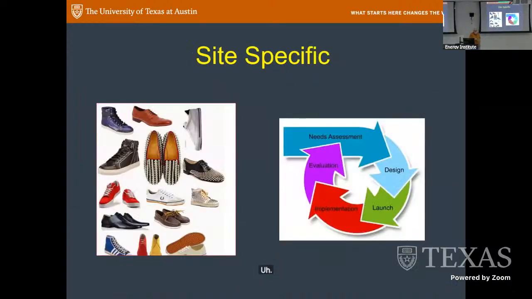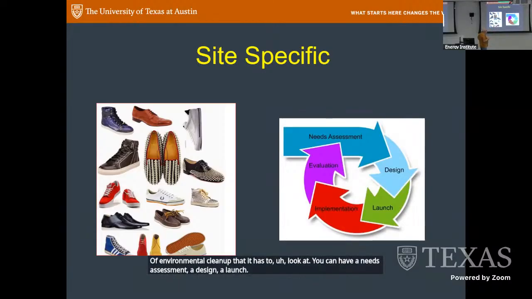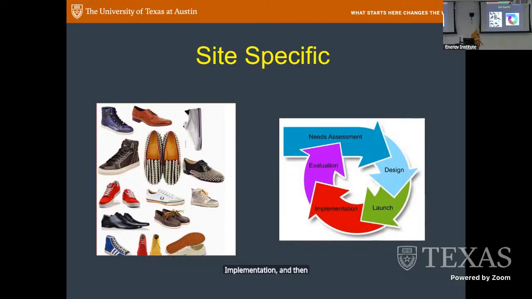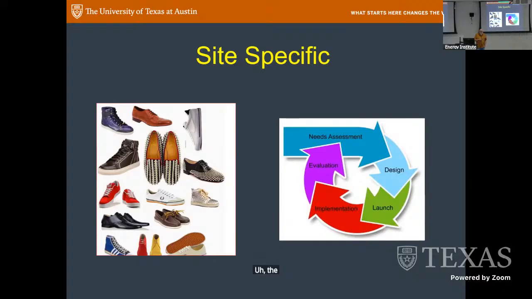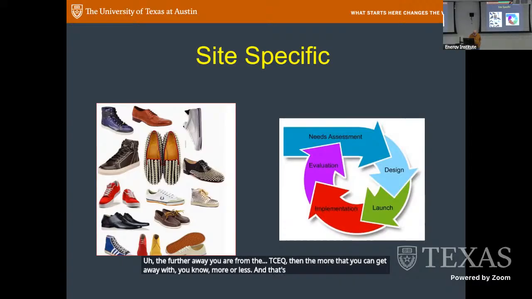Site specific. There's not one shoe that fits all, right? Every particular site has its own type of environmental cleanup that it has to look at. You can have a needs assessment, a design, a launch, implementation, and then an evaluation. There are some pretty strict rules which have to be followed. The further away you are from the TCEQ, then the more that you can get away with, more or less. And that's kind of worldwide as well.